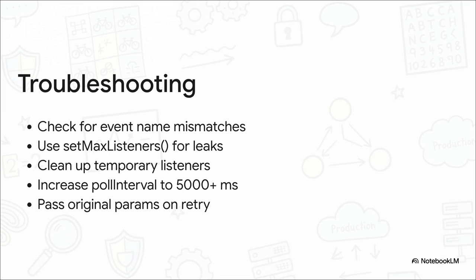Also, watch out for overly short polling intervals. You really don't want to flood your logs with thousands of pending events. Try to keep that interval at 5,000 milliseconds or more. Don't retry failed tasks if you aren't preserving that original workflow context we talked about. And this is a big one. Make sure you clean up your temporary listeners when a task is done. If you don't, you are going to create massive memory leaks that will just slowly drag your entire system down.